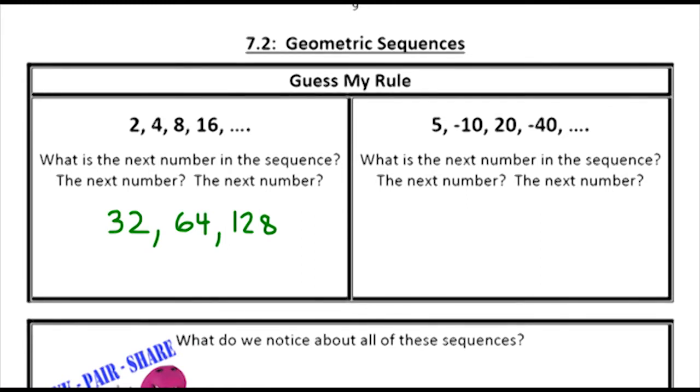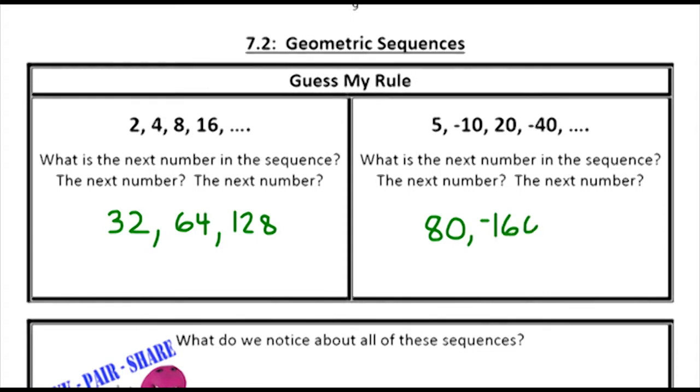So we're multiplying by negative 2. Negative 40 times negative 2. Negative times negative. Enemy of my enemy is my friend. Positive 80. 80 times negative 2. Positive 80 times negative 2 would be negative 160. Negative 160 times negative 2 would be positive 320.